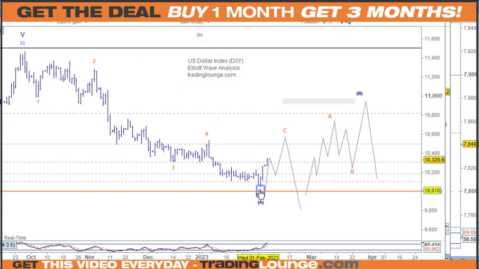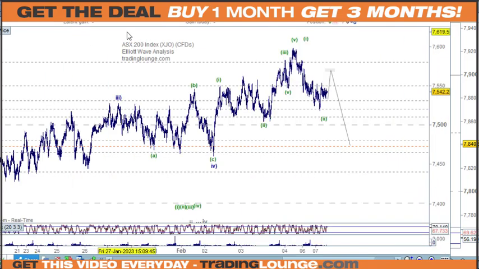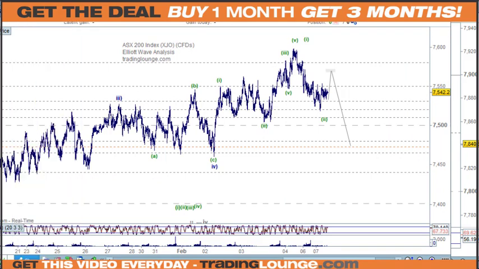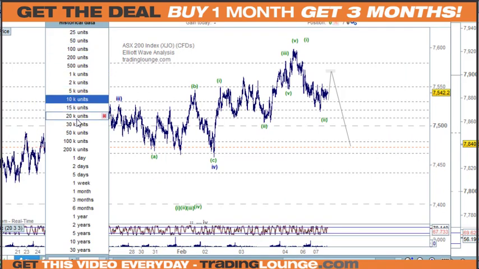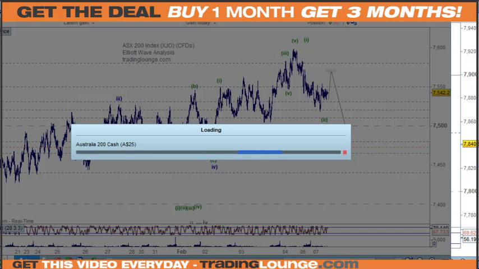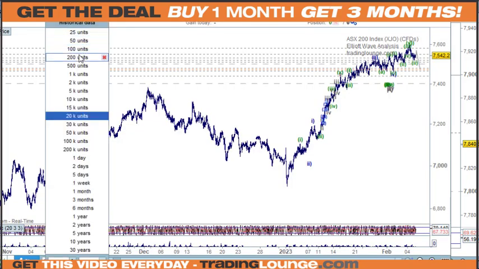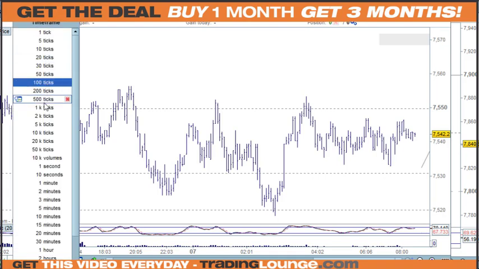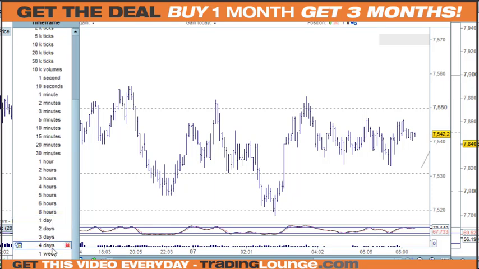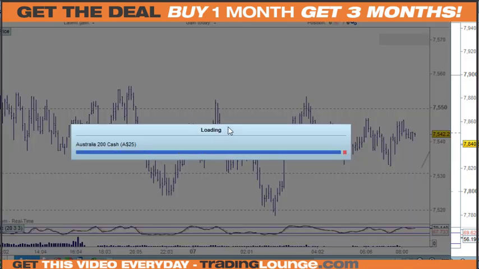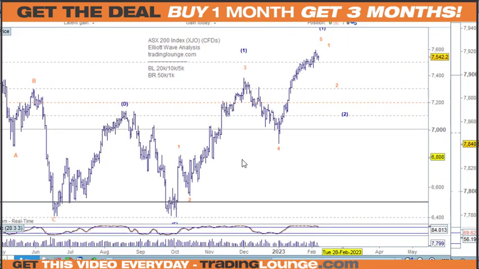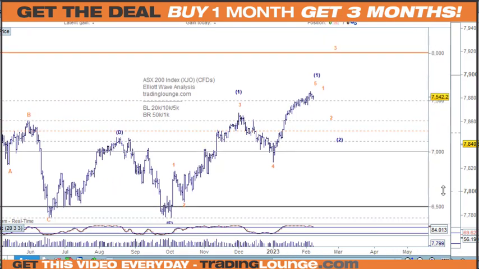The Australian dollar would suggest this, but the indices, we haven't really had a correction back on this market. Oh, I've got the wrong thing there. 220 over this side, or even daily. Let's go to daily. Let's keep it simple.